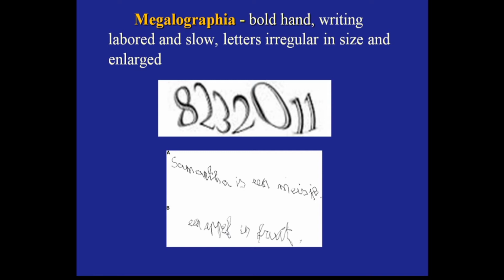Pathology of handwriting due to muscles hypotonia, dysmetria, discoordination of hand and fingers due to bold hand. In this case, we have megalographia, writing labored and slow, letters irregular in size and enlarged.